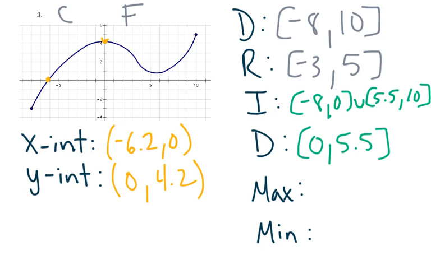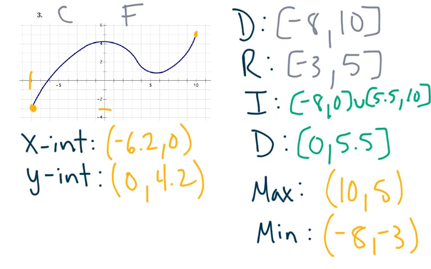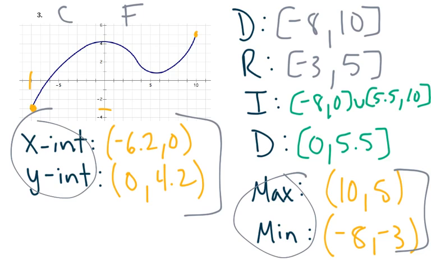Okay, those ones shouldn't be too hard. X-intercepts and y-intercepts should be super easy. And max and mins are generally pretty easy as well. Our lowest is right here at -8, -3. So that's our min, -8, -3. And our max is up here at 10.5. Remember, as we're talking about these, max and mins, x and y intercepts are always points, whereas domain, range, increasing, and decreasing are the interval notation. Okay?